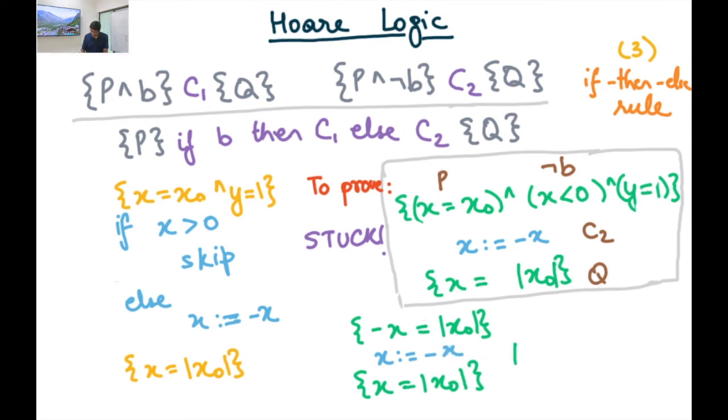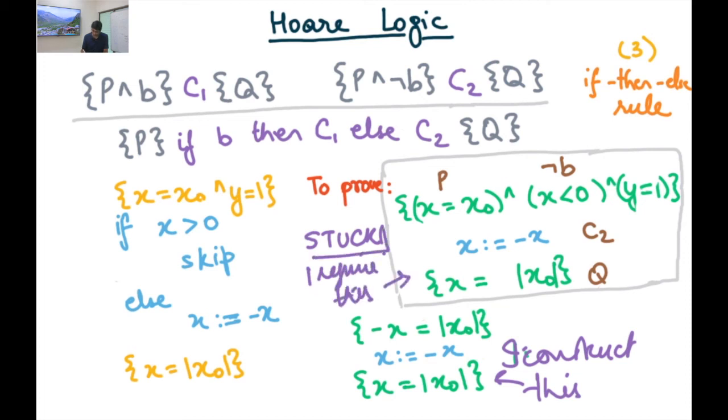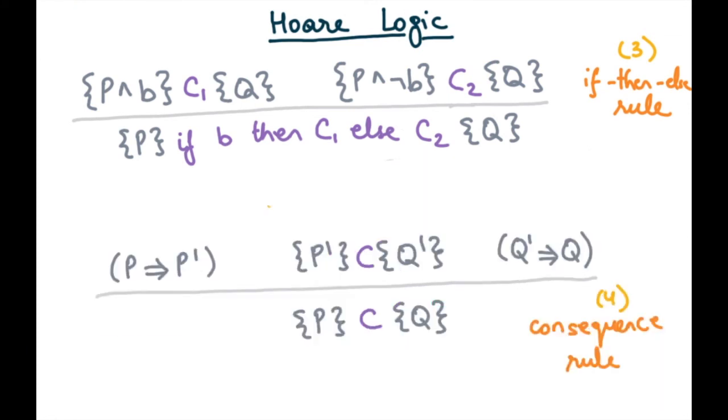So I'm able to construct this Hoare triple. I construct this, but I require this, and so I am stuck. And so basically that means that so far the three rules that we have discussed are insufficient to be able to construct this Hoare triple.